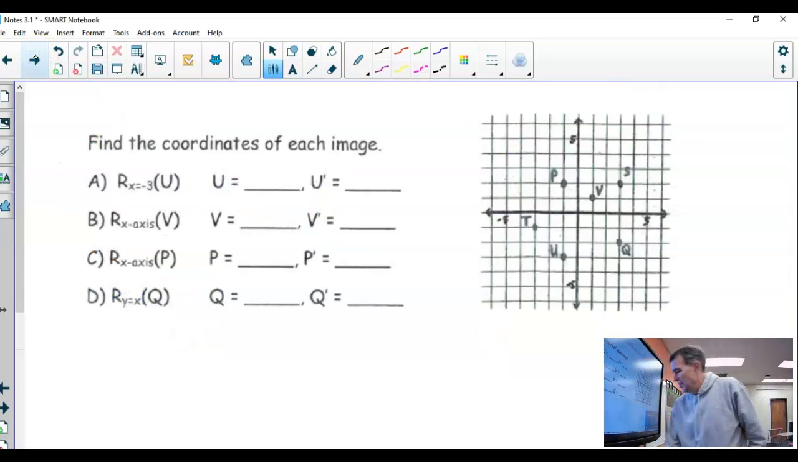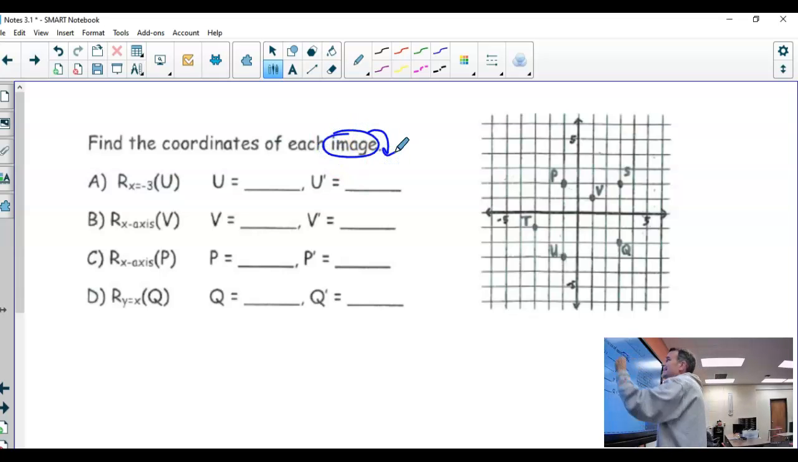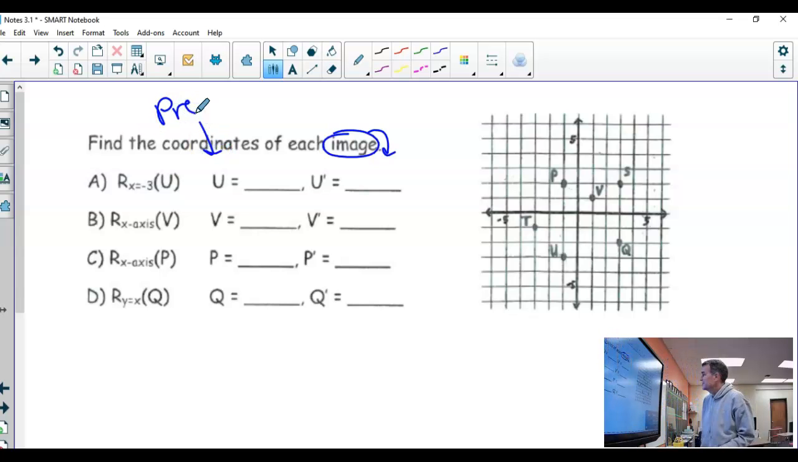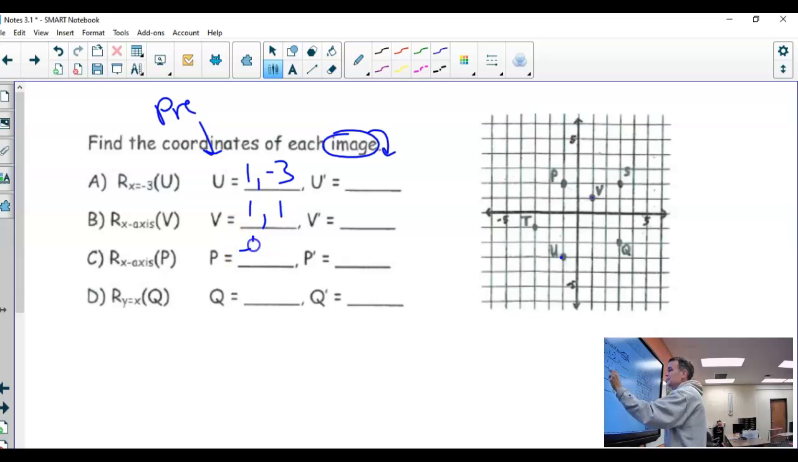Next thing. So here I just want you to practice reflecting a point. So it says find the coordinates of each image, right? These would be the images. These would be the pre-images. So first let's write down those ordered pairs. U is at 1, negative 3. V is at 1, 1. P is at negative 1, 2. And Q is at 3, negative 2.